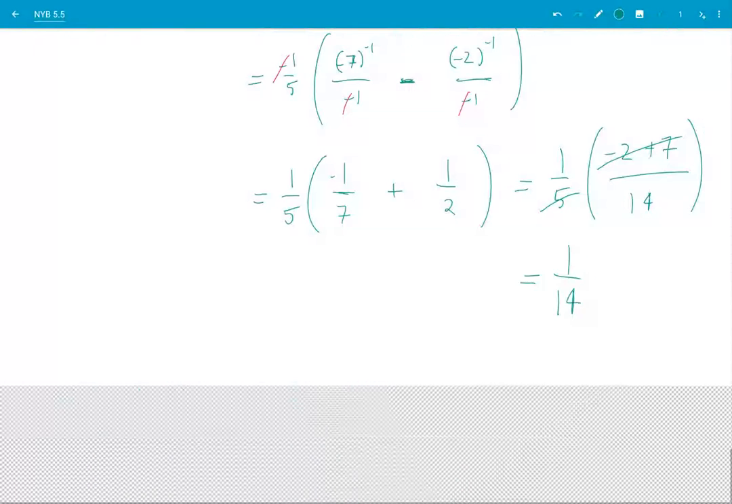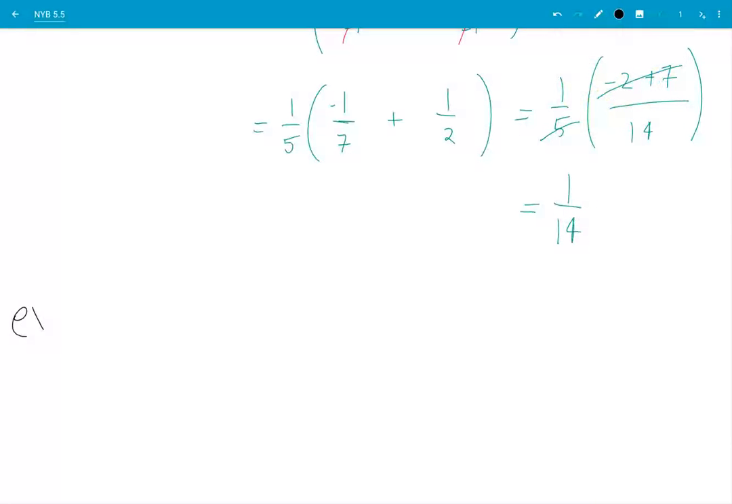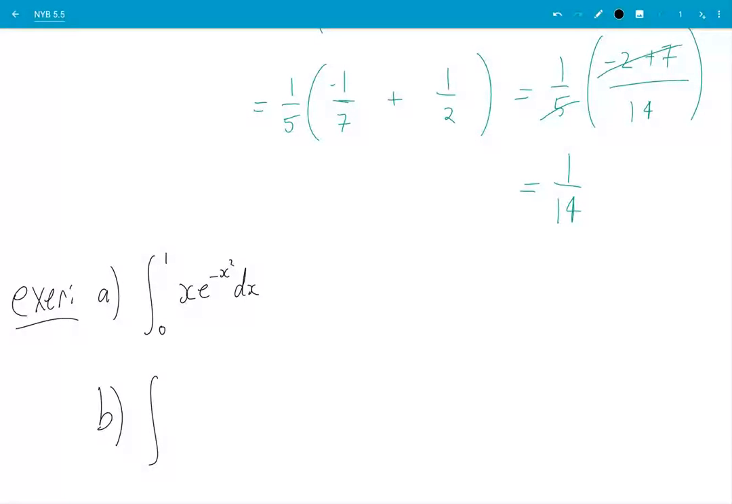A couple of exercises to close out. Zero, oh boy. The integral from 0 to pi of sine x over 1 plus cosine squared x dx. Okay, pause, copy, try. Okay, what are the answers?